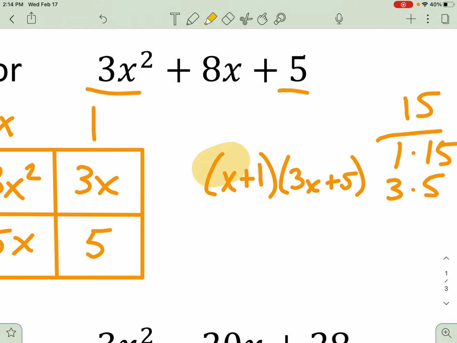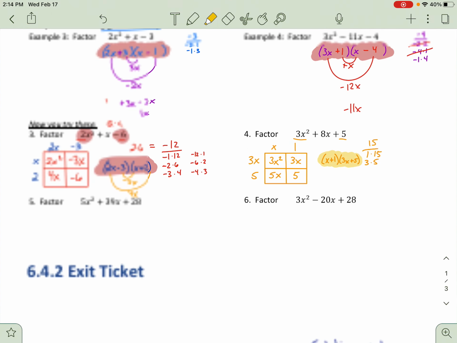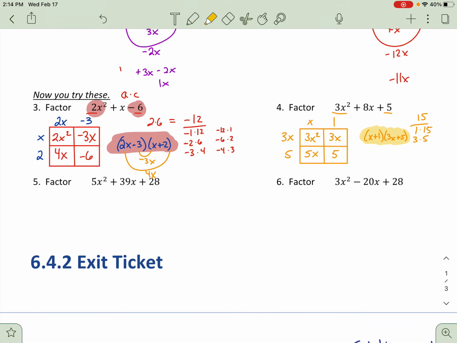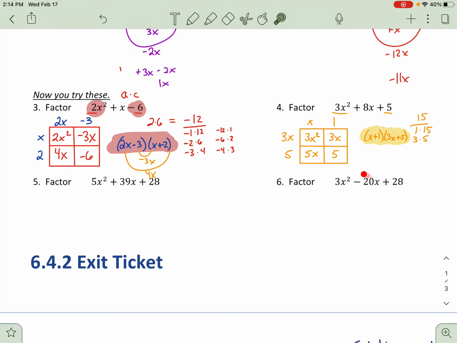Ooh, that's kind of tough to see. Let's see if we can go with a different color here. There we go. Okay, so I got 2 more I want you to try. I've actually already posted these on Canvas, the full workout for them. So go ahead and try those.